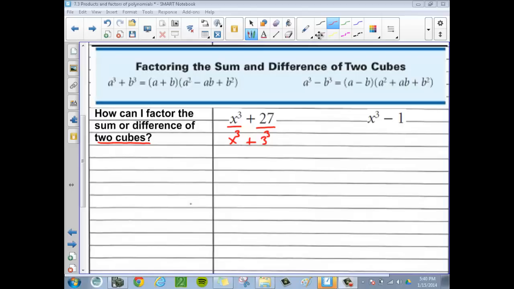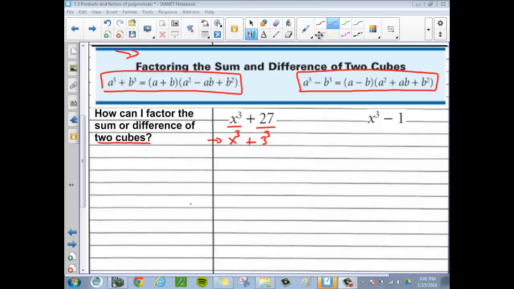Well, once we have that, it's as easy as using these equations up at top, factoring the sum and difference of two cubes. And if you have a sum of two cubes, you're just going to use this equation right here. And if you have the difference of two cubes, you're going to use this equation right over here. So let's take this x to the third plus 3 to the third, and just plug it into our a and b in this scenario.